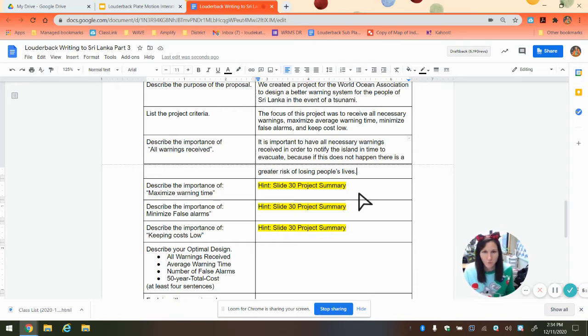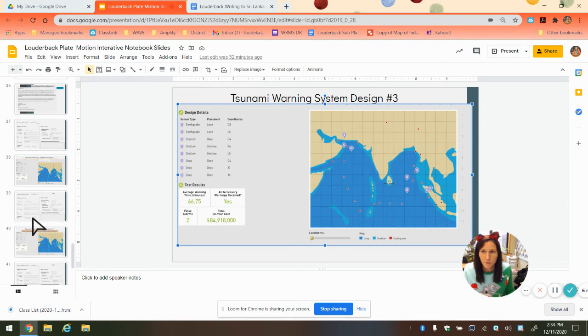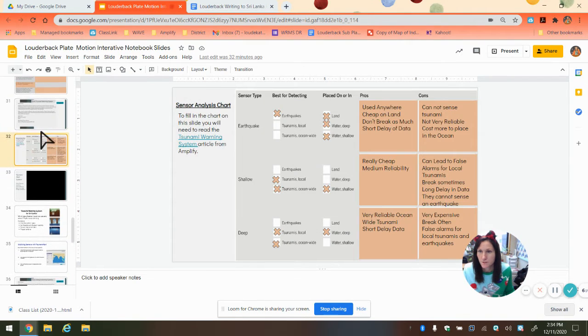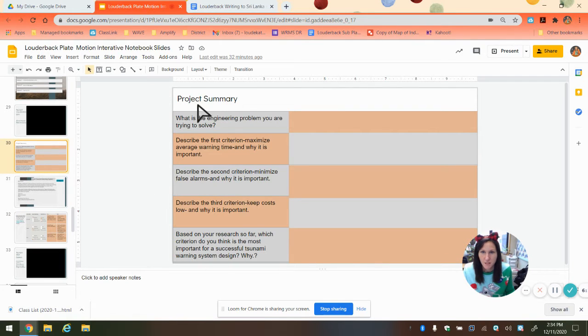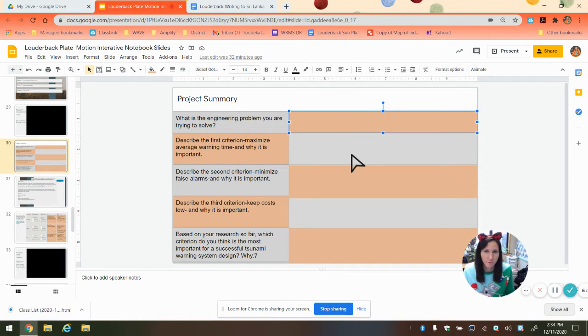The other three, okay, I have a hint for you. You want to go to slide 30, your project summary. You should have already written these 3 sentences in your interactive notebook. On slide 30 there was a link to take you to an article about the criteria for this project, and then you had to fill out the information on the slides, answer those questions. What was the engineering problem? Describe the first criterion, why it's important. Describe the second criterion, and the third criterion. And based on your research, which one do you think is the most important overall and why?